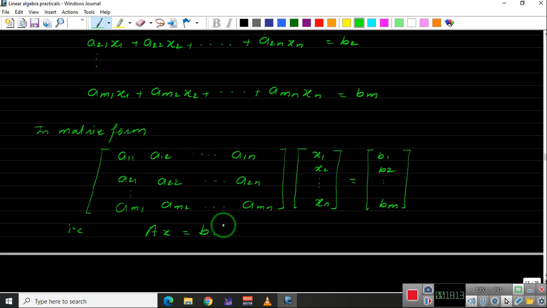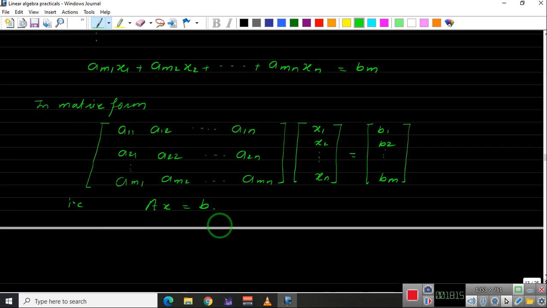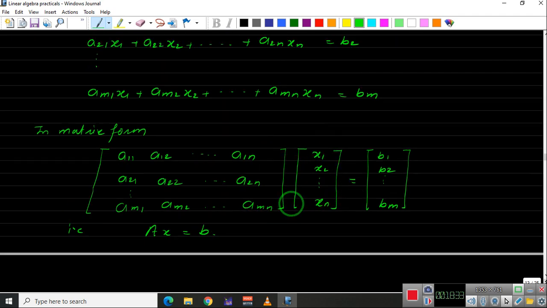Okay, now in the next video we will see what we mean by the solution of this system of equations. How many cases do we have? You may have a unique solution. Can you have two solutions for the system? Can you have 100 solutions for the system, or can you have no solutions? Okay, that we will analyze, and we will see some operations which will not change the solution set. Okay, so that we will do in the next video.